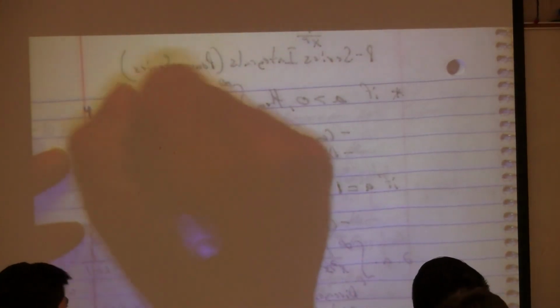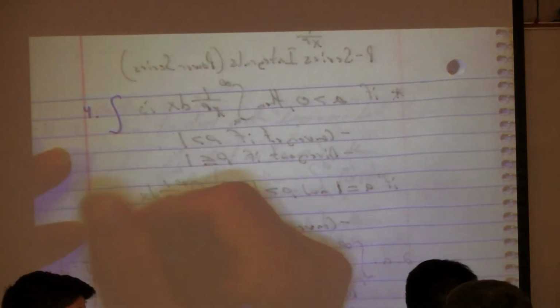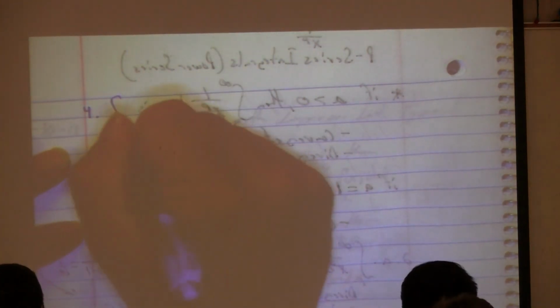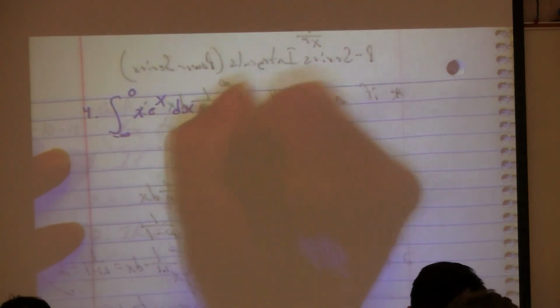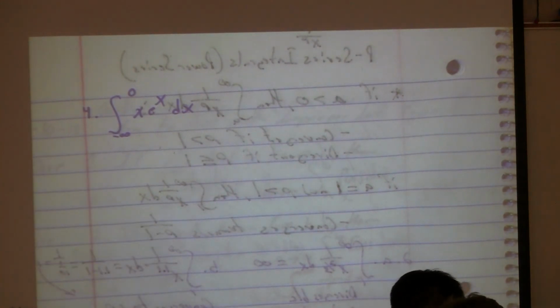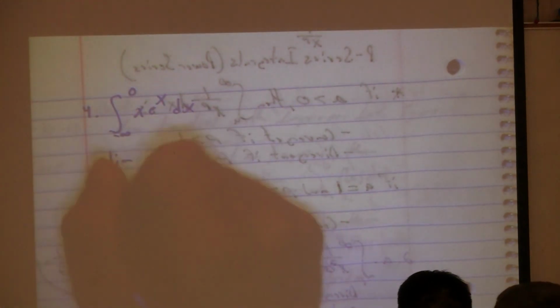So what example is this, 4? Let's do the integral from negative infinity to 0 of x e to the x dx. So it's an improper integral, set up your limit. What's it gonna be? Limit, as A approaches negative infinity.